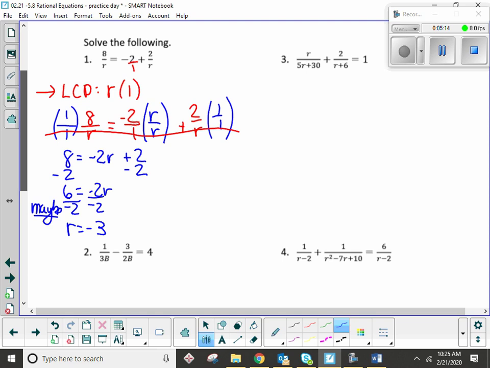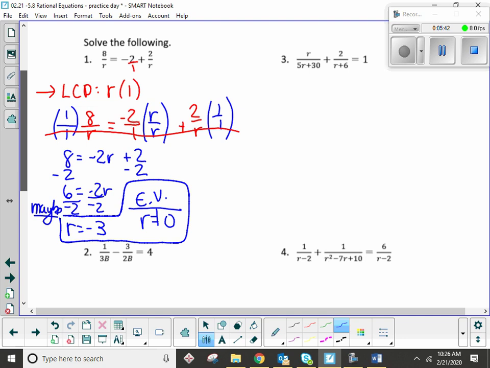Excluded values. Up here with the denominators, the only one with a variable in it, which happens to be the same, so we only have to do this one time, is the r. For excluded values, we set it equal to 0 and solve, but there's no solving that has to be done. It's already just r. So r cannot equal 0. Did our solution equal 0? No, so it's good to go.